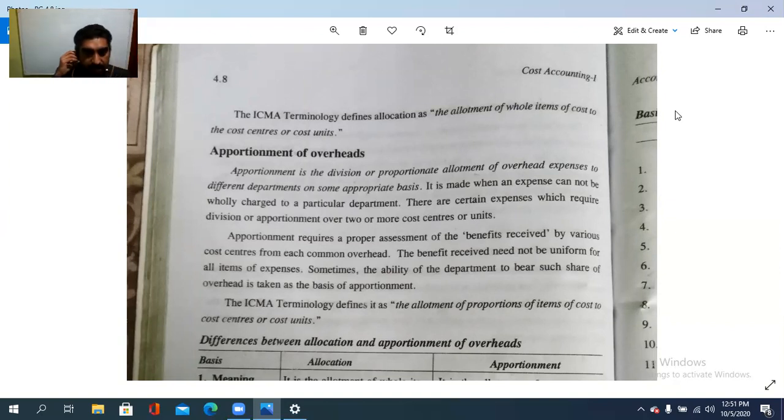Then ICMA terminology defines apportionment as the allotment of the proportions of the items of the cost to the cost center or cost unit.